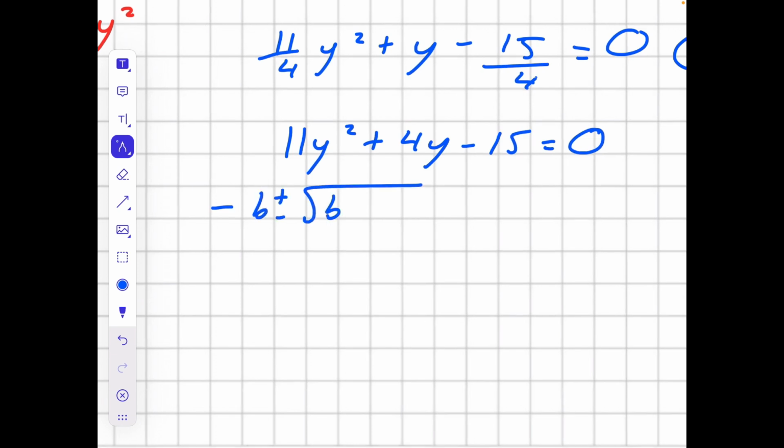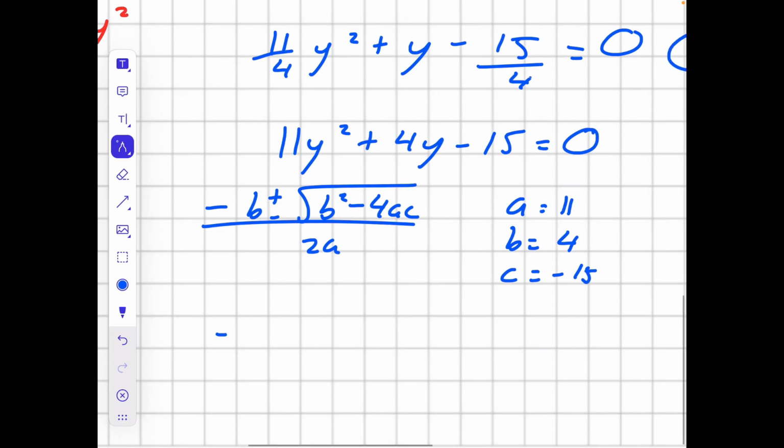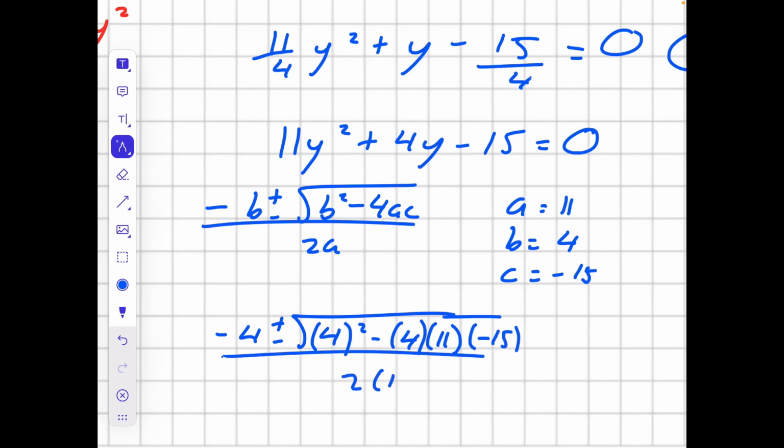So minus b plus minus square root b squared minus 4ac all over 2a. A is equal to 11, b is equal to 4, c is equal to minus 15. Okay, so sub that in. I would really encourage you to be working through this with me, pause the video, and make sure you can use your calculator. It is a little bit annoying if you keep making mistakes on your calculator doing this, because it is a lot to be getting into your calculator.